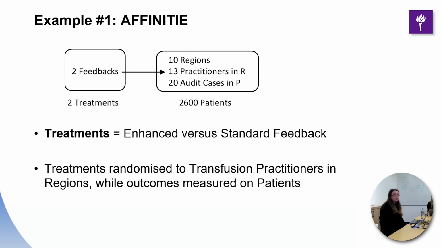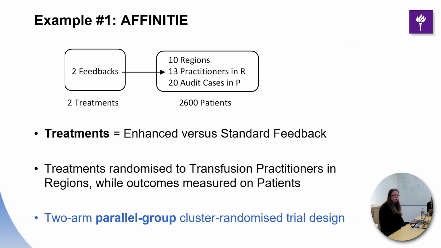So the simplest design that you could go for in this case would be to have 2 different types of feedback that you randomise to transfusion practitioners within regions, and then collect data on audit cases within transfusion practitioners. And that is a straightforward 2-arm parallel group cluster randomised trial design.